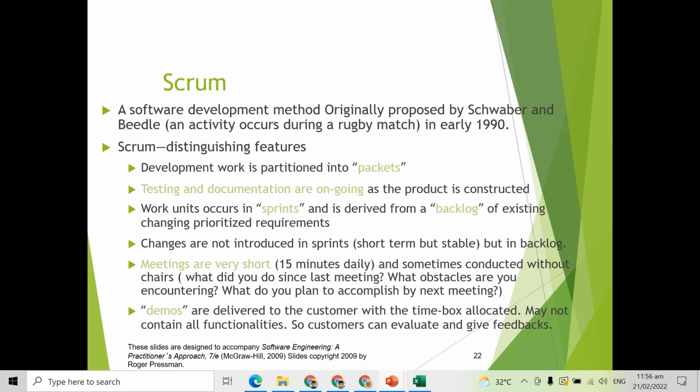Changes are not introduced in a sprint, which is short term but stable, but in the backlog. Meetings are very short, 15 minutes daily, and some are conducted without chairs. What did you do since the last meeting? What obstacles are you encountering? What do you plan to accomplish by the next meeting? Also, demos are delivered to the customer within the time box allocated. They may not contain all functions, so customers can evaluate and give feedback.